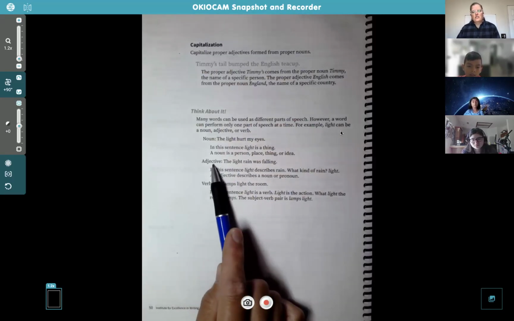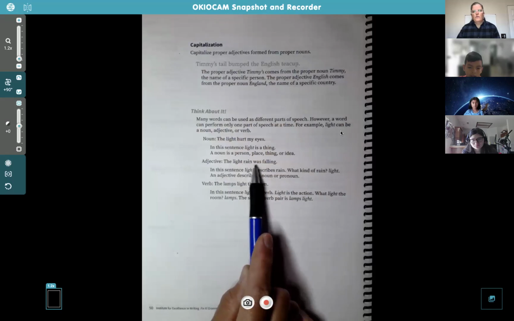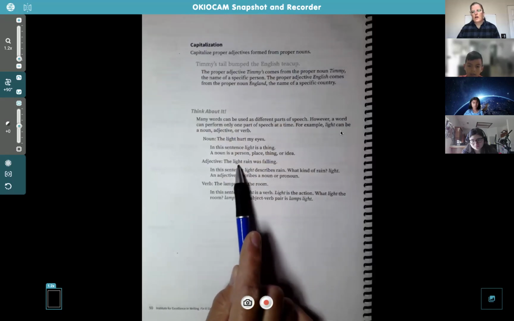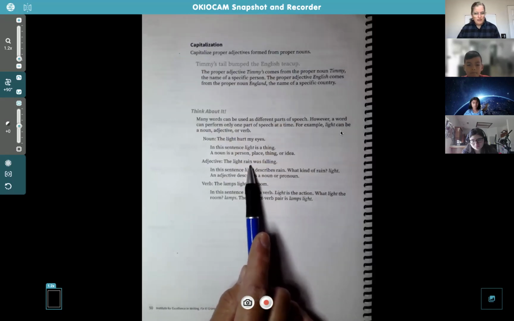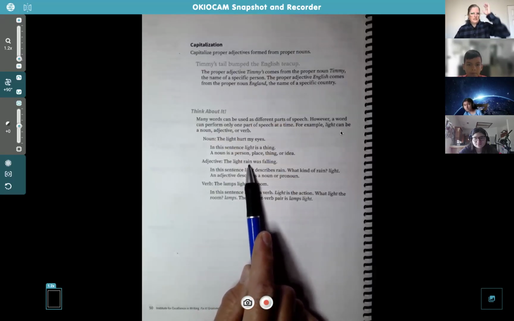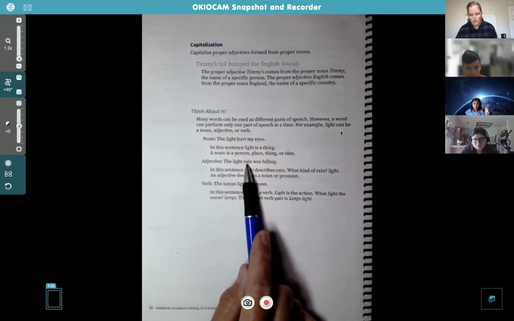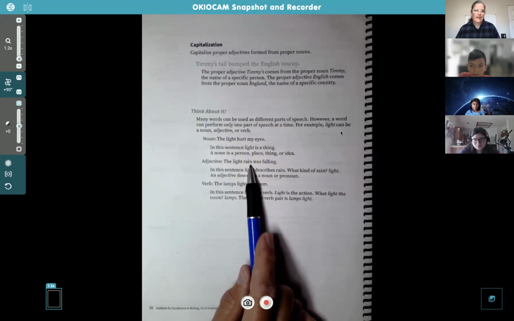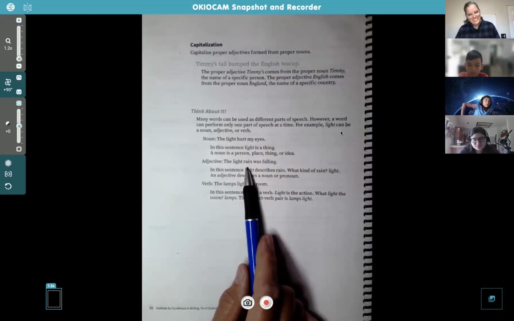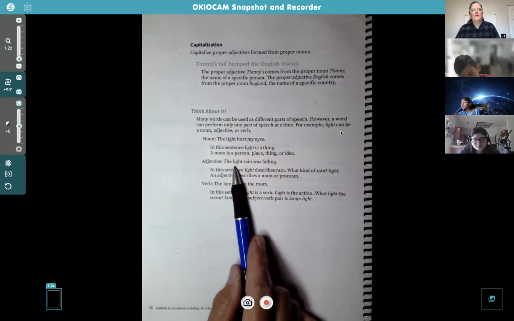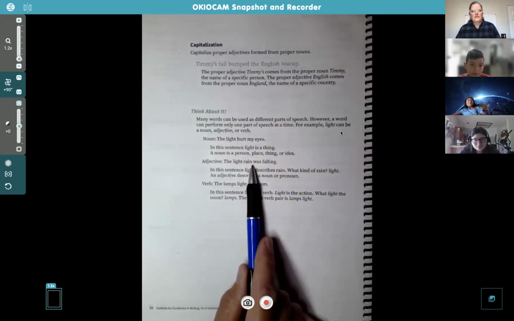Here it is as an adjective, though. The light rain was falling. So this is now talking about the rain. And when we see light rain, it's like a sprinkle. It's just a little bit. It's not like a lot of rain. It's just like a little tiny sprinkle. And sometimes that happens in California, like a lot. Well, not even a lot. But when it does rain, it's usually not much. That's California for you. But anyway, light rain, that's an adjective telling what kind of rain.